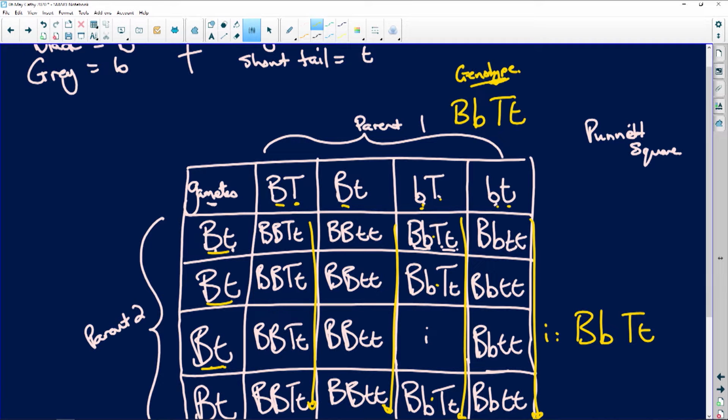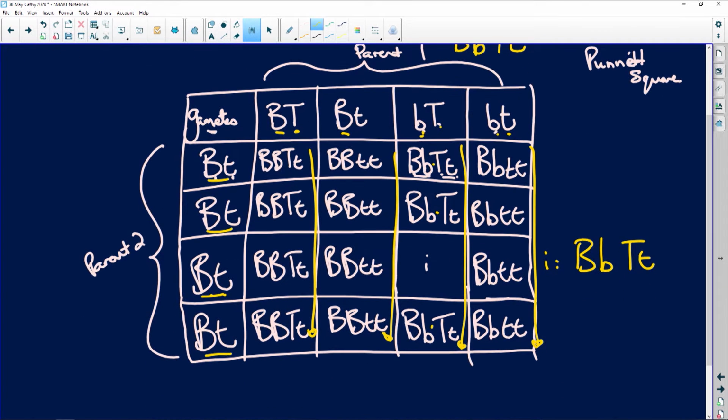Okay, now the phenotype of parent 2 is easy because we've got capital B, and small t, small t. This is the genotype. It's not what they're asking for. They're asking for the phenotype. But I need to know what the genotype is before I can figure out what the phenotype is.